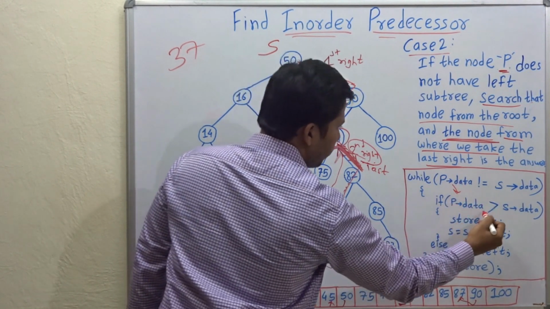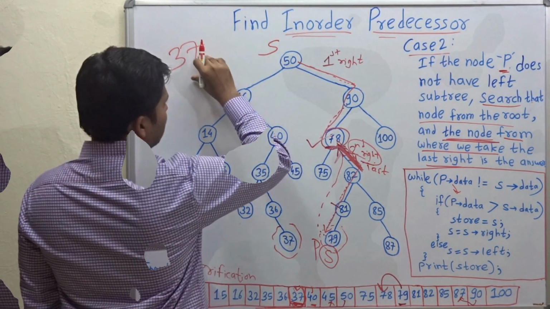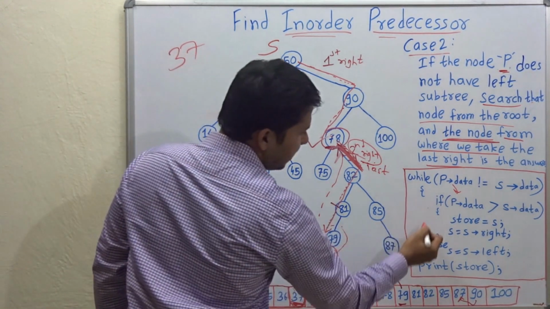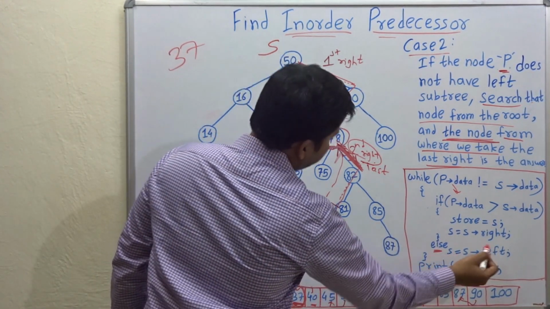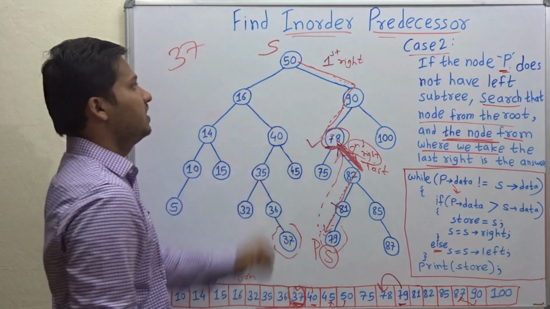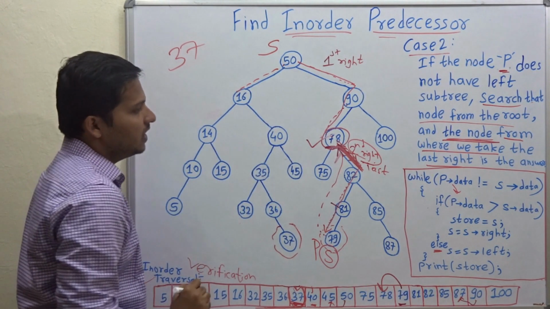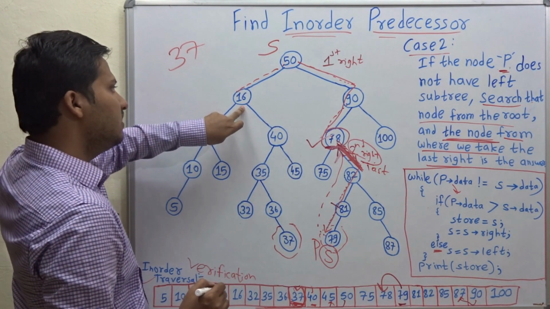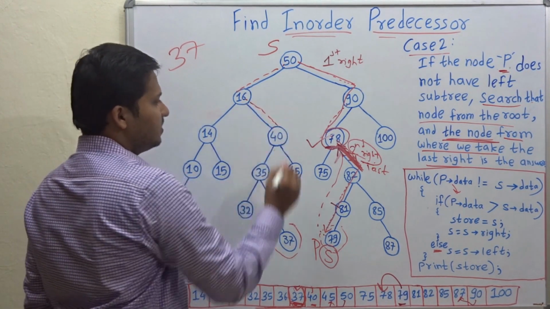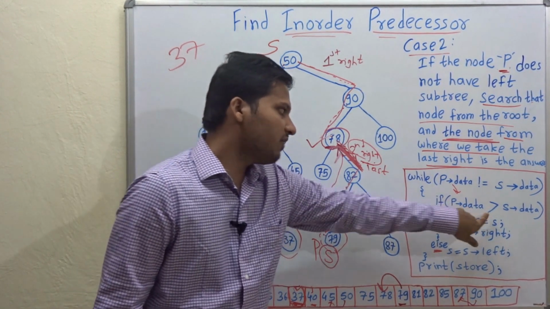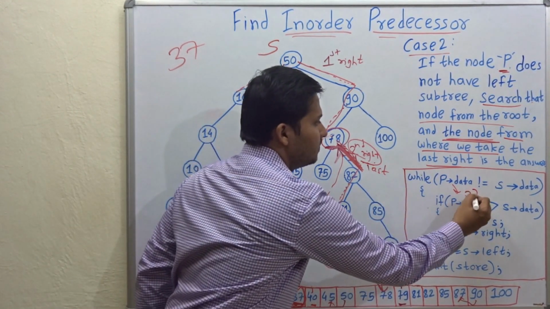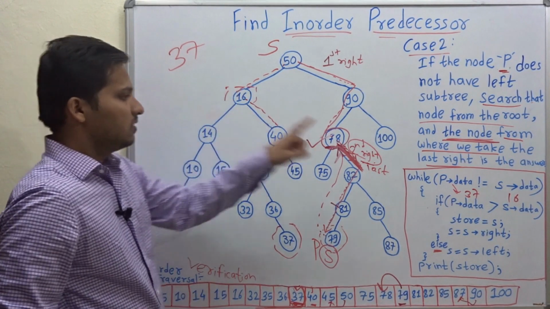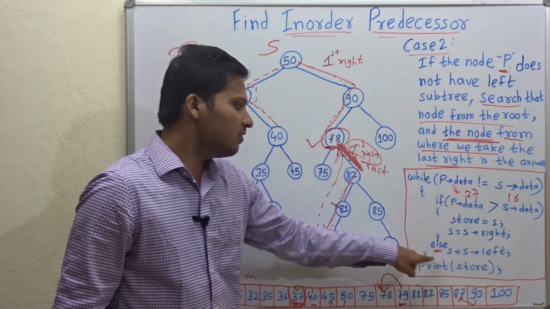If P points data is greater than S points data, see whether 37 is greater than 50. No, it is not, so we go to else. We take the left turn because 37 is less than 50. Then whether 37 is greater than 16 or less than 16, it is greater than 16, so we take the right turn. See here, this condition is satisfied: P points data, that is 37, is greater than 16 for this node. We are in a while loop.